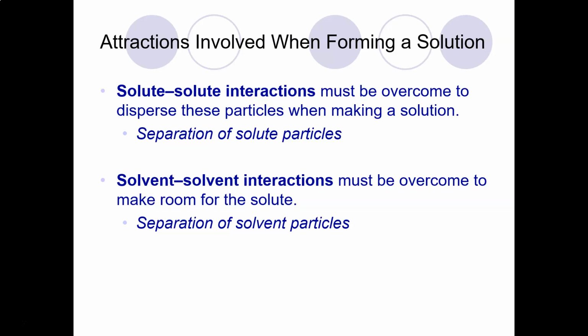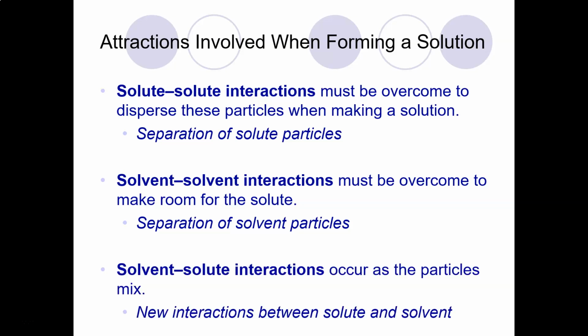So I've broken apart the solutes from each other. Step one. Step two, I've broken apart the solvents from each other. Now what I'm going to do is put them together. When I put them together, the solvent and the solute that are now free to form new interactions are going to interact with each other. And this will be an exothermic process, because now we're putting things back together.